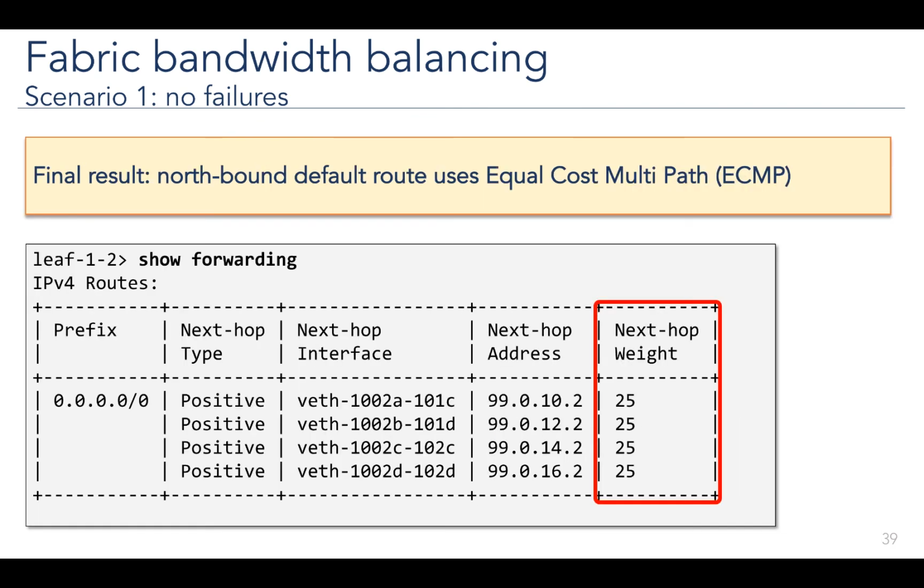If we look at the output of the show forwarding command, we can see that the northbound default route actually turns out to be an ECMP route. It distributes all the traffic equally across all 4 available links. RiftPython uses percentages as the next hop weights to make the output easier to read.